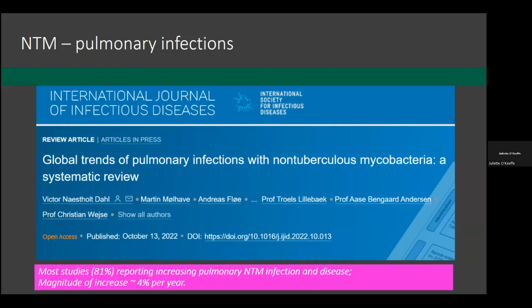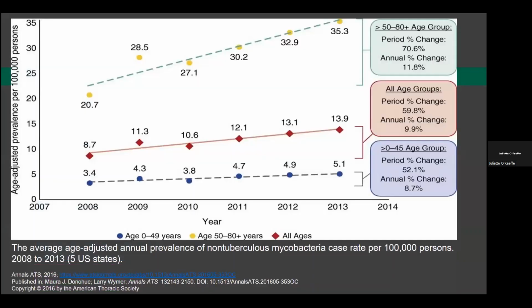This recent systematic review of a number of global studies found that about 81% of those studies showed that NTM infections and disease are increasing. And across those, it was coming to about a 4% increase per year. And some of that increase may be different depending on the age group. So it looks like amongst older age groups, the rate of increase could be slightly higher based on this study here.